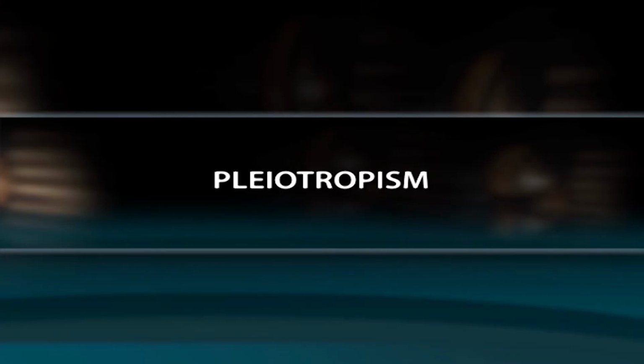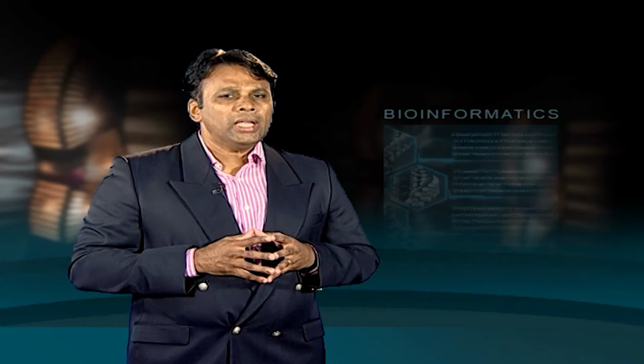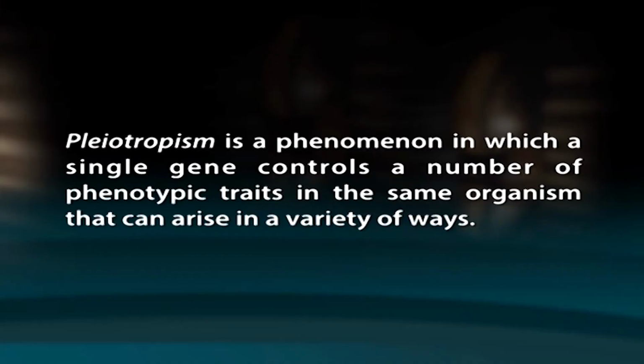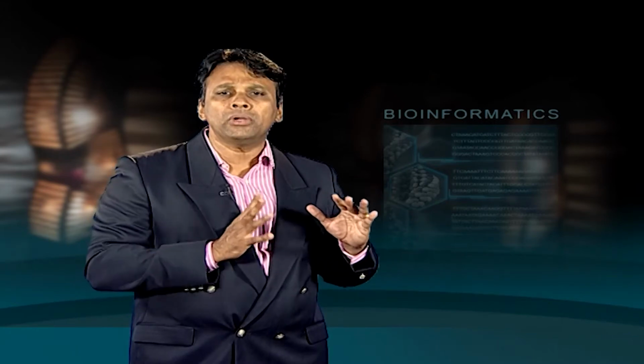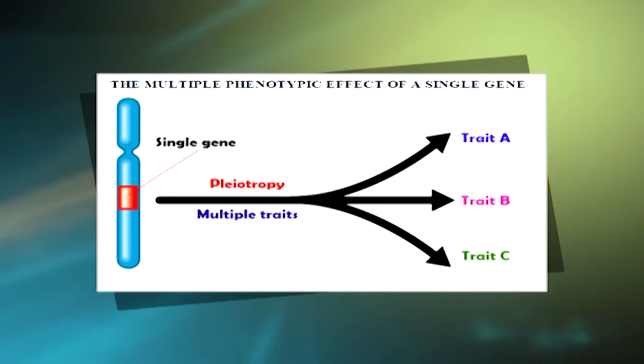Now, let us look into pleiotropism. It is a phenomenon in which a single gene controls a number of phenotypic traits in the same organism that can arise in a variety of ways. Otherwise, it is a condition in which a single gene may have 2 or more phenotypic expressions and it affects evolutionary rates of alleles and gene frequencies. These pleiotropic effects or phenotypic expressions often seem to be unrelated to each other.